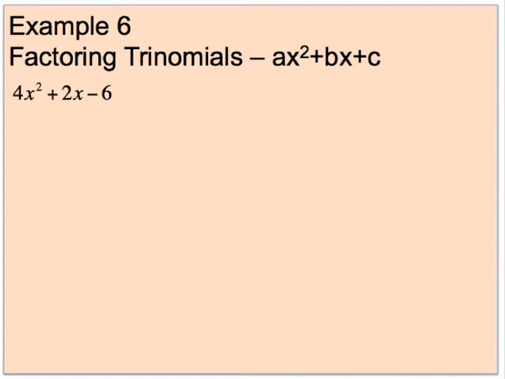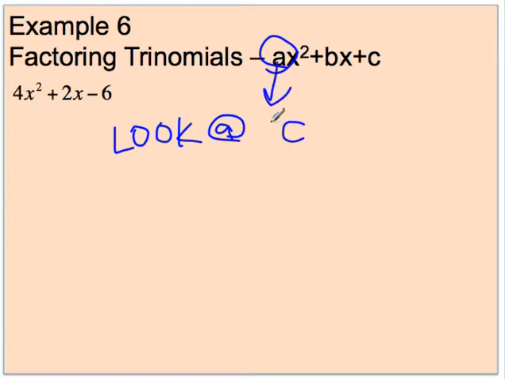Now there's a slight change here that's very important. At this point we have a number in front of the x. So this is going to change the method. Instead of just looking at c, which we've been doing previously. At this point, now that there's an a, we want to take that a and we want to multiply it by the c. So we're going to take 4 and multiply it by negative 6. So now we're looking at negative 24.